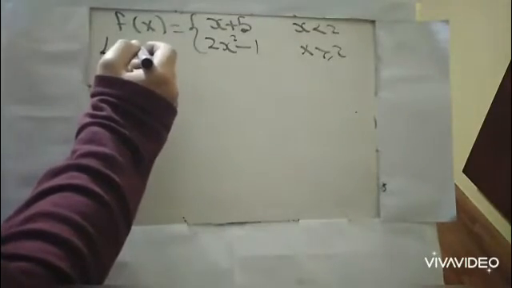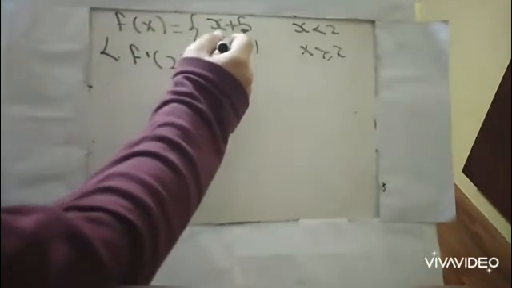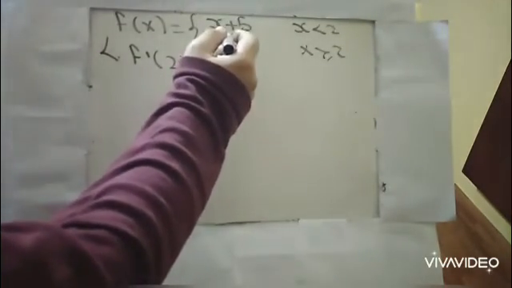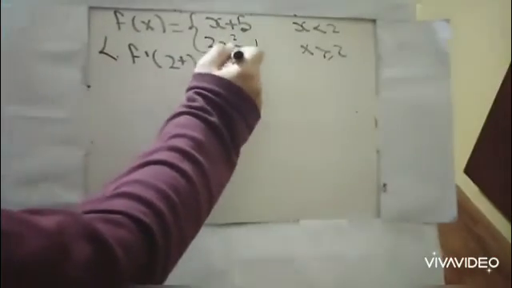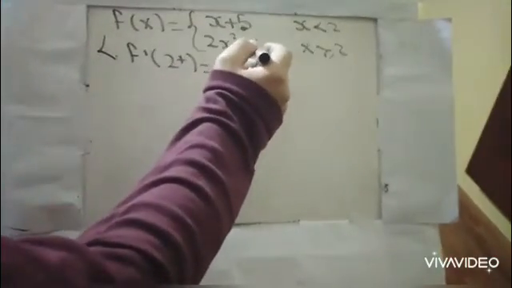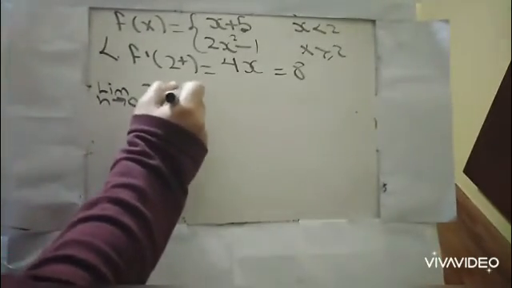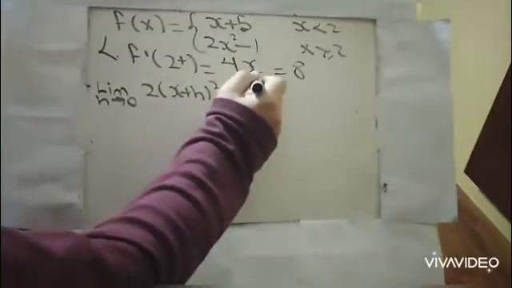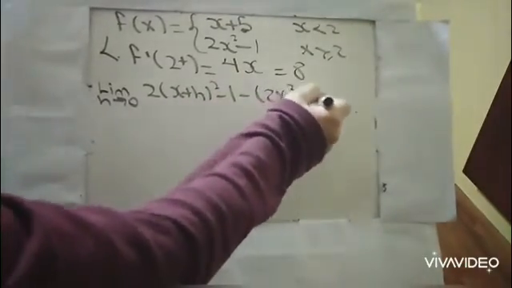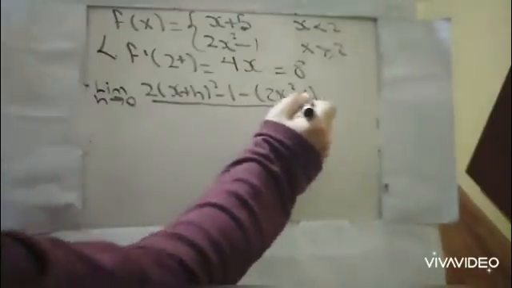Now we are getting the slope at the right of 2, which is f'(2) positive. F'(2) positive, which is 2x squared minus 1. What's the derivative of 2x squared minus 1? It will be 4x. So if we put 2 instead of x, it will be 8. By the other method of rate of change, it will be the limit as h approaches 0 of (2 times (x plus h) power 2 minus the function itself, which is 2x squared minus 1), and all of this over h.